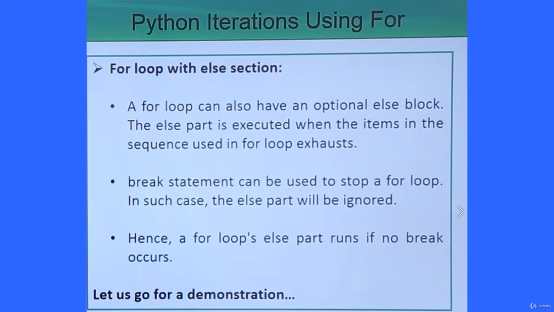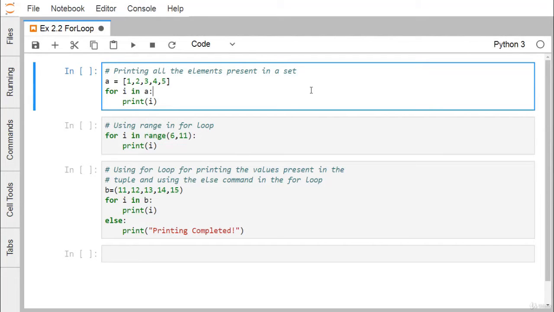So let us go for some practical demonstration to show you how for can be used in our Python code. Here we have defined one list. We know that list elements are separated by commas and enclosed within square brackets. So this is a list here. We are printing all elements present in the list. So: for i in A, print i. That means in each iteration, using this for, we pick up one element from the list at a time and the respective element gets printed.